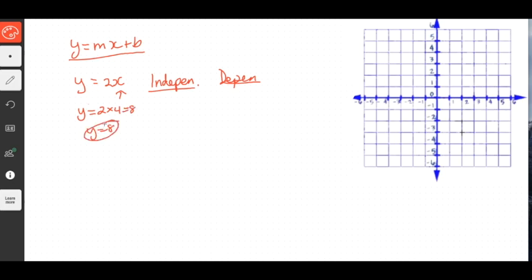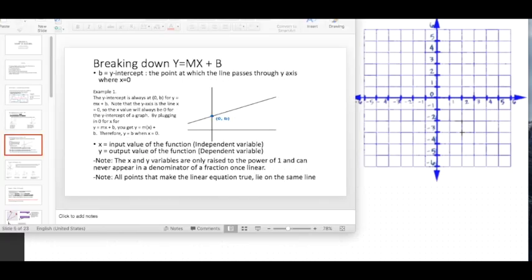This tells us that without a value of x, we do not know what y is. So what this means is that y depends on x. Therefore, our dependent variable is y, and our independent variable is x. X is in no way dependent on y, but y is dependent on x because we need an x value in order for us to find the y. So that more or less explains the idea of independent versus dependent scenarios.